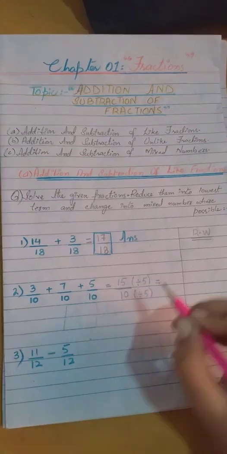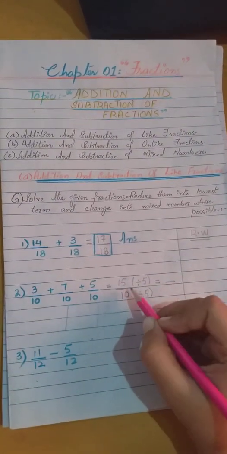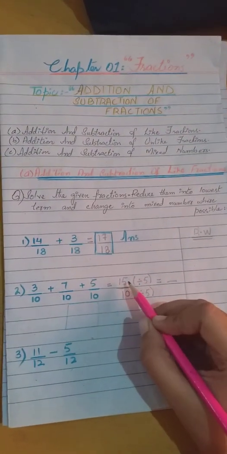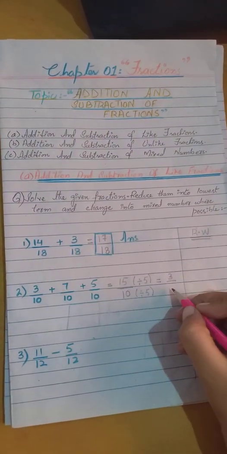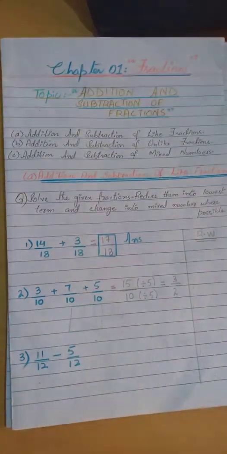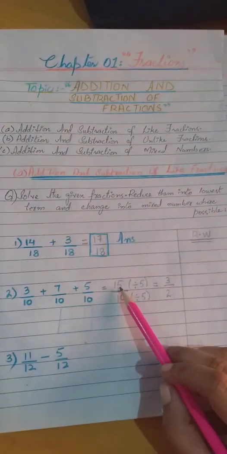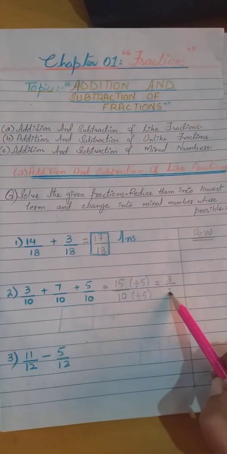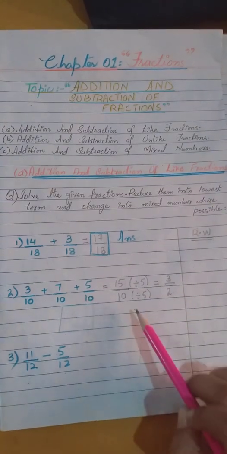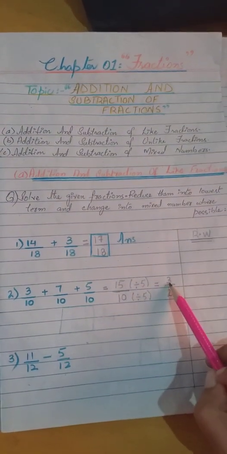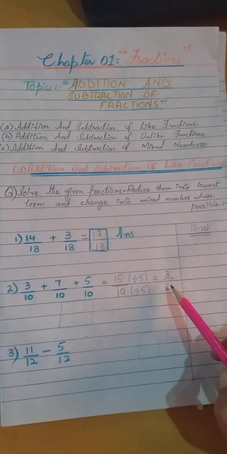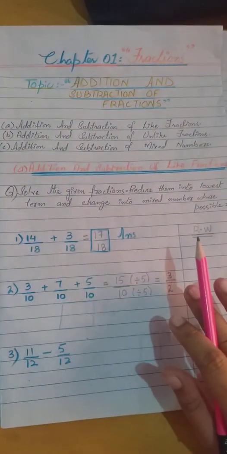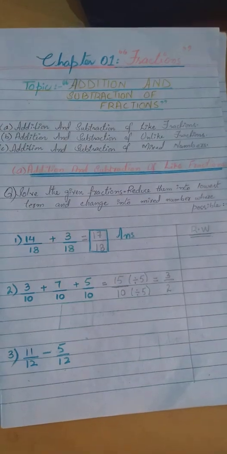Now after dividing, what will you get? You will get the numerator as 15 divided by 5, which is 3, and 10 divided by 5 is equal to 2. You have reduced the fraction 15 upon 10 to 3 upon 2. After reducing, you will get the fraction in its lowest term. 3 upon 2 is the fraction that cannot be further reduced. It is already in its lowest term.